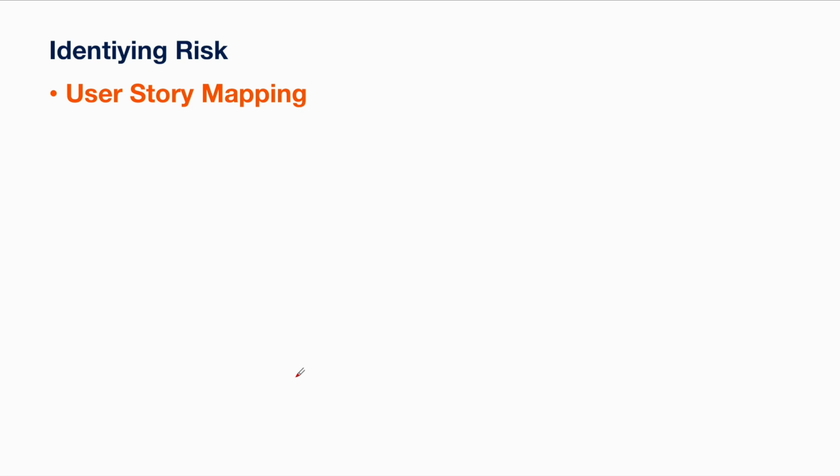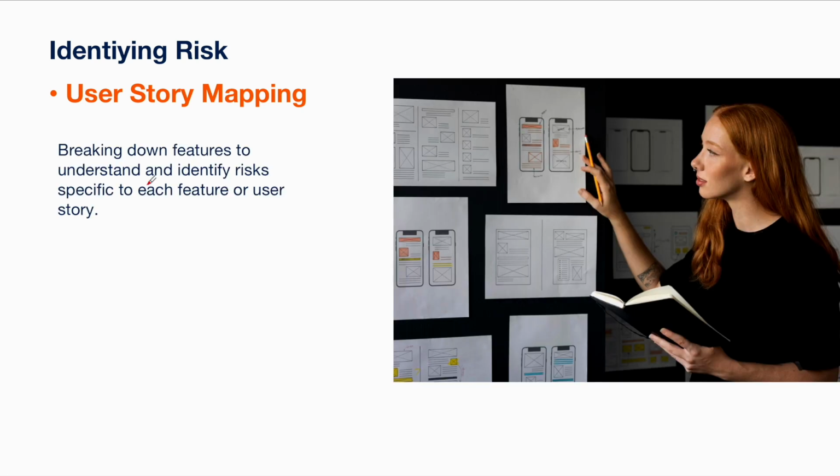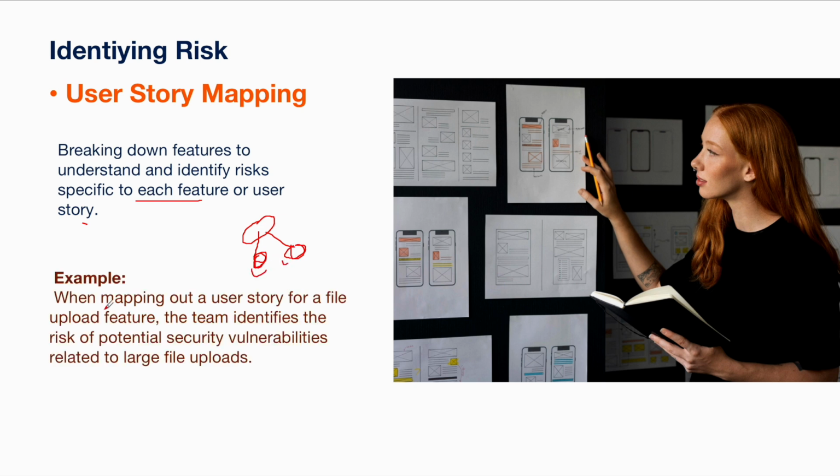Another approach is user story mapping. You break down the features of the project to understand in detail and identify the risk specific to each feature or a user story. When you break down the project into user stories, then you can identify the risk associated with each of these user stories properly. For example, when mapping out a user story for a file upload feature, team identifies the risk of potential security vulnerabilities related to large file uploads.